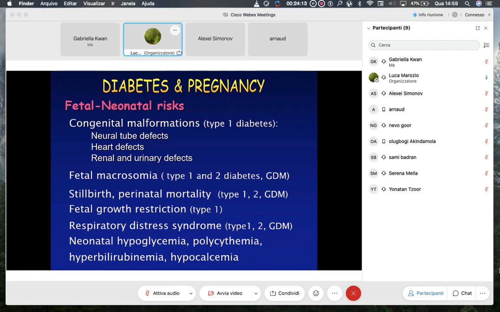So a correct metabolic control is very important in this case, because gestational diabetes in particular is not so difficult to treat. If it's not treated, it may be responsible for fetal complications which may be very severe. We have a dedicated outpatient clinic in Santana Hospital for diabetes in pregnancy. It's the cooperation of obstetrician and diabetologist, of course.